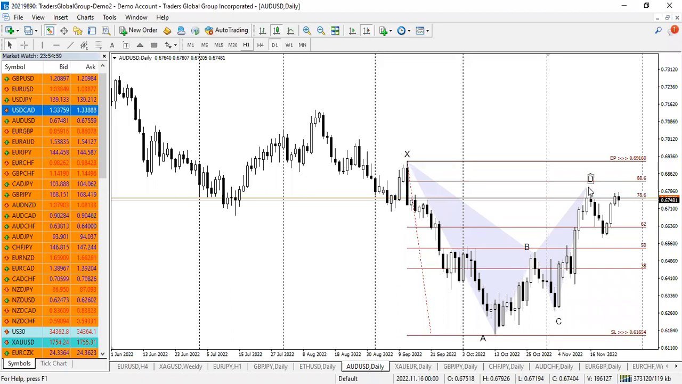Look at the D leg. This is D here. All right, this is D, at 78.6. See, the market is not scoring above 78.6. It means we should begin to expect a sell there at 78.6.